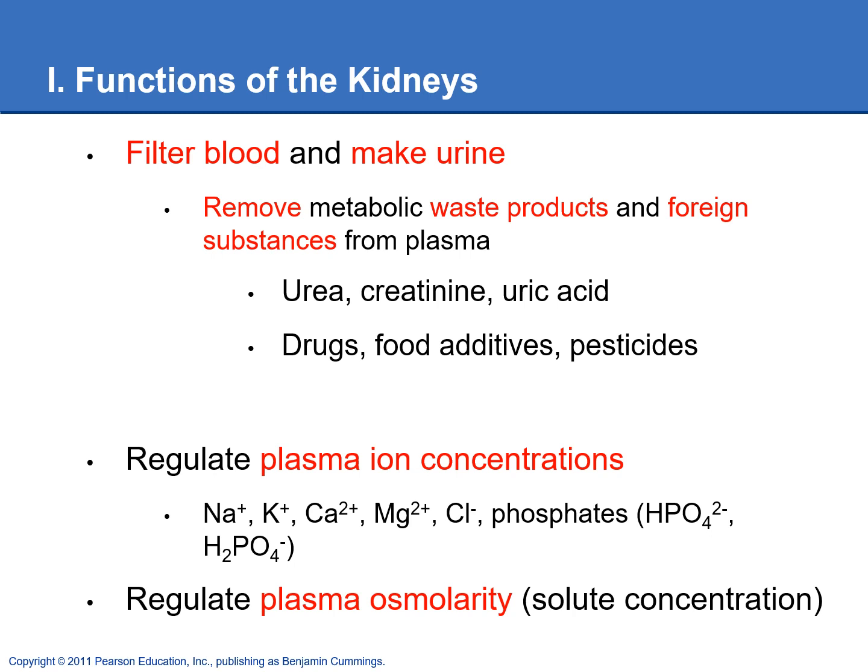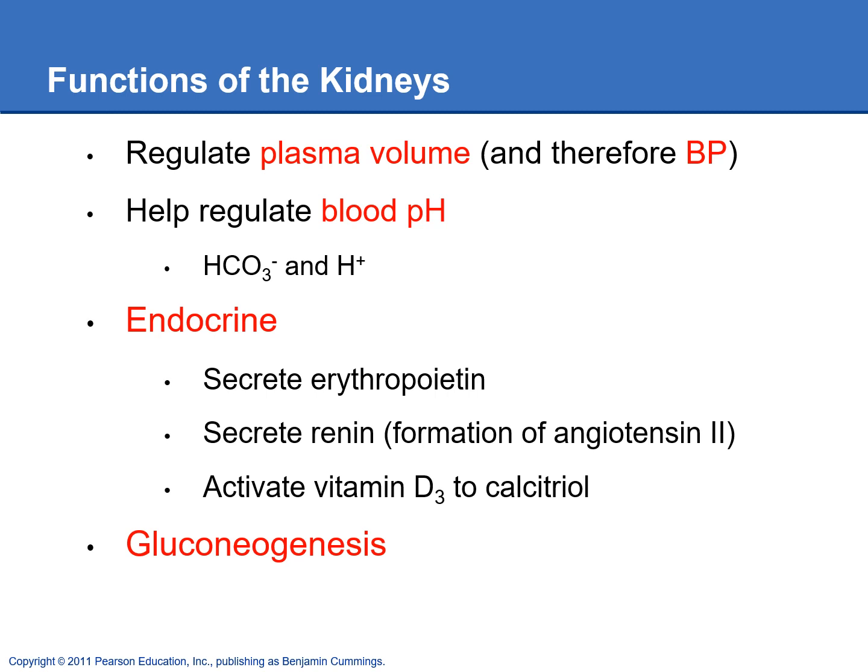The kidneys will also regulate plasma osmolarity, which is the solute concentration. And that's really important for the movement of water by osmosis. So you want to keep that in the normal range, because if it's too high or too low, that can affect the water levels in the cells. The kidneys also regulate the plasma volume. So they can either save extra water from the urine to increase the blood volume, and that would increase blood pressure, or they can urinate out more water, and that would decrease the blood volume and decrease blood pressure.